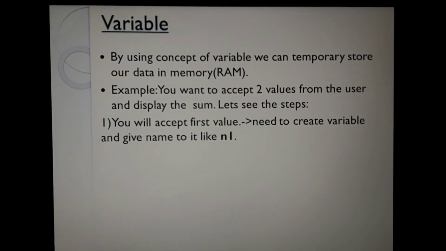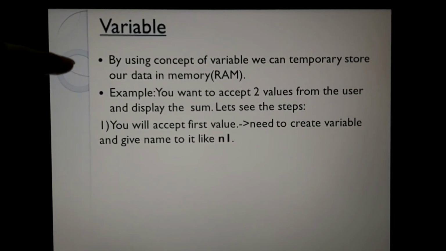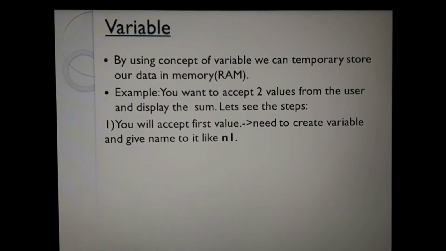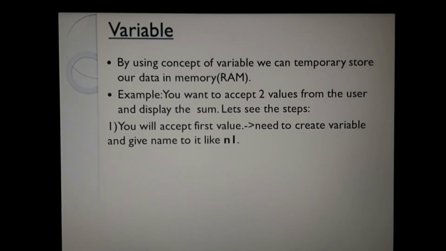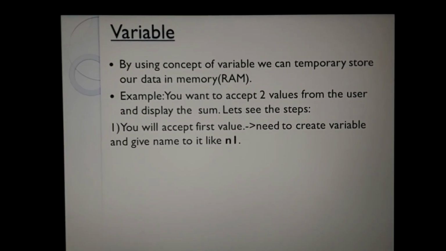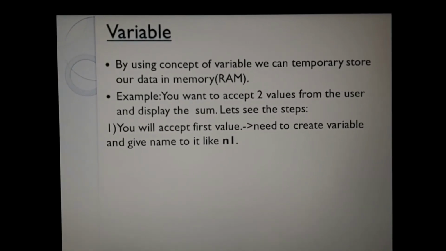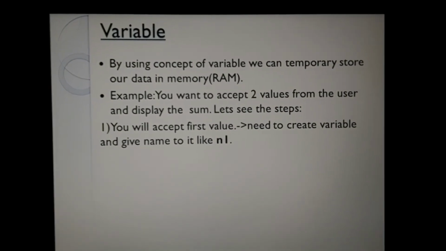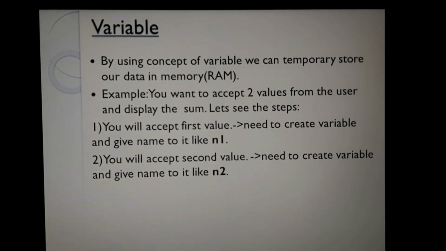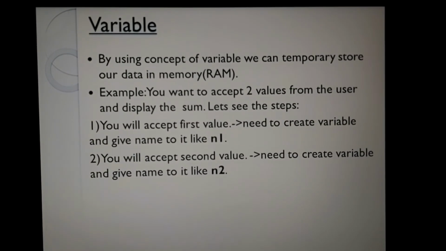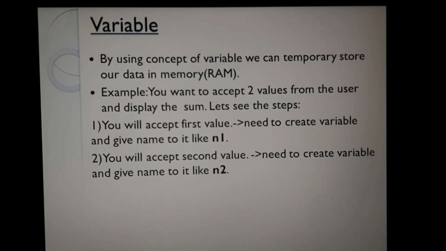Because class, as in the first point it is written, variables always go and are stored in the RAM, and we human beings do not know memory language, right? So in memory language, where the value entered by the user will go, we do not know, so that is why we gave it a name, n1. Now you will accept the second value and again I need to create a variable and give a name to it, like I am giving n2.